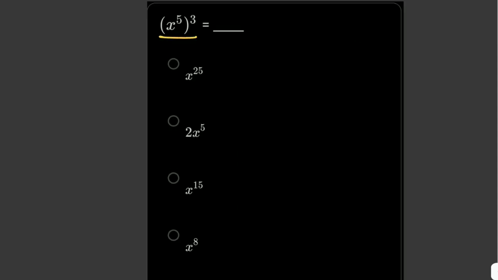x to the fifth raised to the power of 3, or cubed, equals. Now to solve this, we use the law of exponents. Let's recall the power rule. So let's say we're given x to the m raised to the power of n. So when a term with an exponent is raised to a certain power, let's say n, then we just have to multiply the exponents.